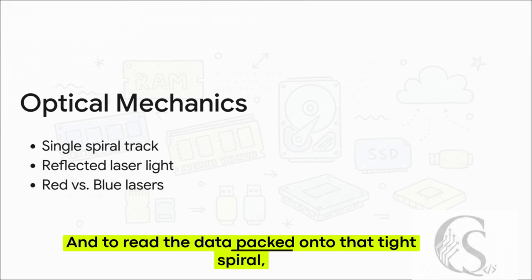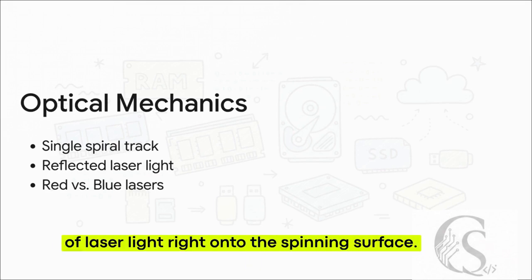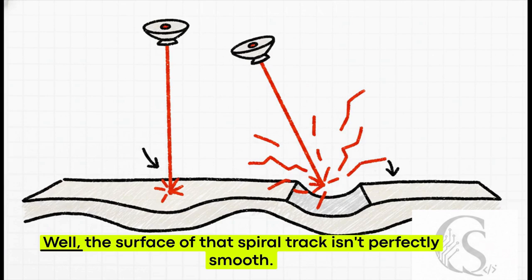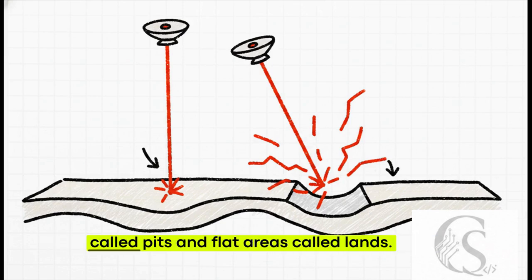And to read the data packed onto that tight spiral, the drive focuses a highly specific wavelength of laser light right onto the spinning surface. But how does a beam of light actually become data? Well, the surface of that spiral track isn't perfectly smooth. It's actually covered in these microscopic bumps called pits and flat areas called lands.